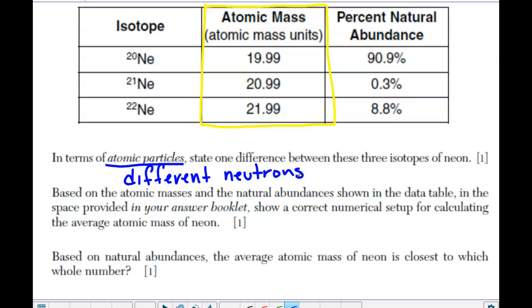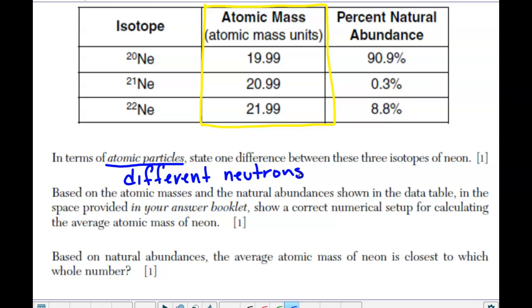They have the same number of protons, and they have the same number of electrons too, but that's not what the question is asking. All right, based on the atomic masses and the naturally occurring abundance shown in the data table, in the space provided in your answer booklet, show a correct numerical setup for calculating the average atomic mass of neon, and then based on natural abundance, the average mass of neon is closest to which whole number.